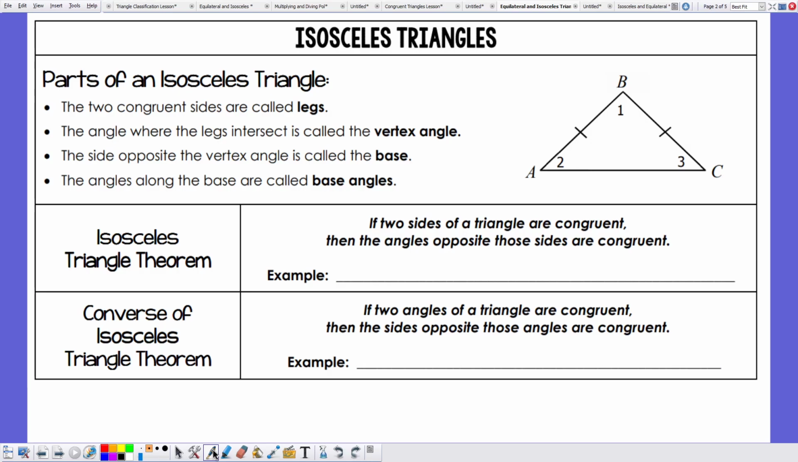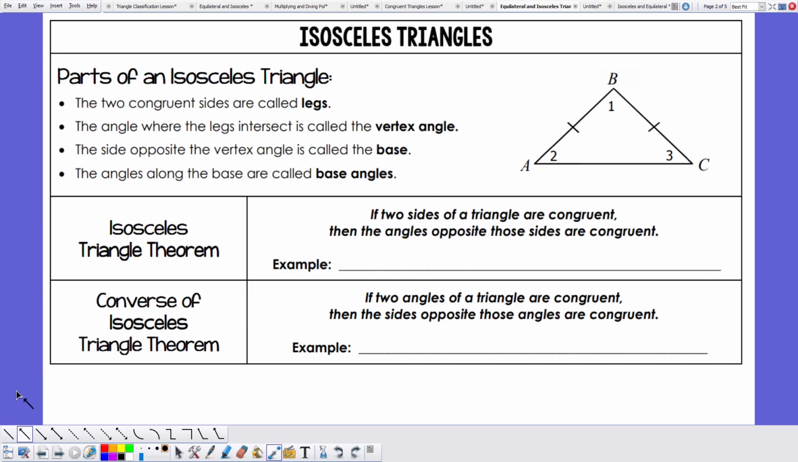And the angles along the base are called the base angles. That's angle 2 and 3 or angle A and C. So, the isosceles triangle theorem states that if two sides of a triangle are congruent, then the angles opposite those sides are congruent. What does it mean by angles opposite to those sides?